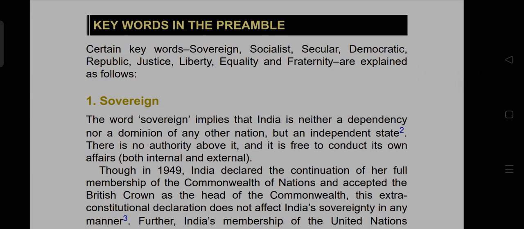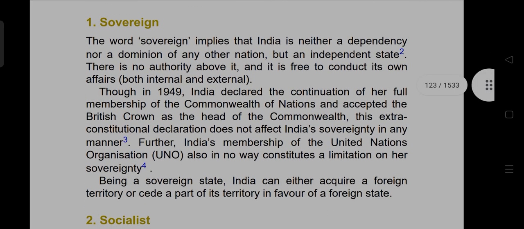Keywords in the preamble. Certain keywords like sovereign, socialist, secular, democratic, republic, justice, liberty, equality, and fraternity are explained as follows. First, sovereign. The word sovereign implies that India is neither a dependency nor a dominion of any other nation, but an independent state. There is no authority above it, and it is free to conduct its own affairs, both internal and external.